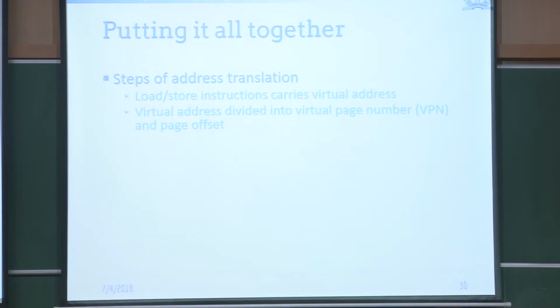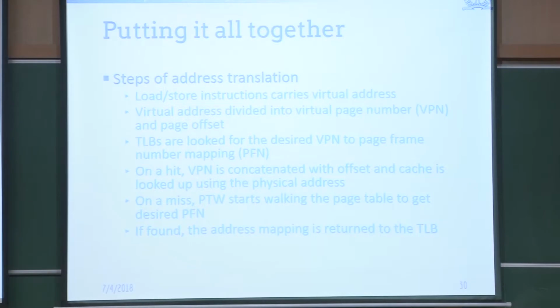A load store instruction would carry a virtual address, right? And then we will break that virtual address into virtual page number and page offset. We'll try to translate, find the physical page frame number given the virtual page number. For that, we will first look up the TLB. If there is a TLB hit, boom, nice. You can complete your cache access. But if there is no TLB hit, then what happens? Page walk, yes. So page walk and so on. And if you found it, it is also put back in the TLB, so the next time you access, you get it.